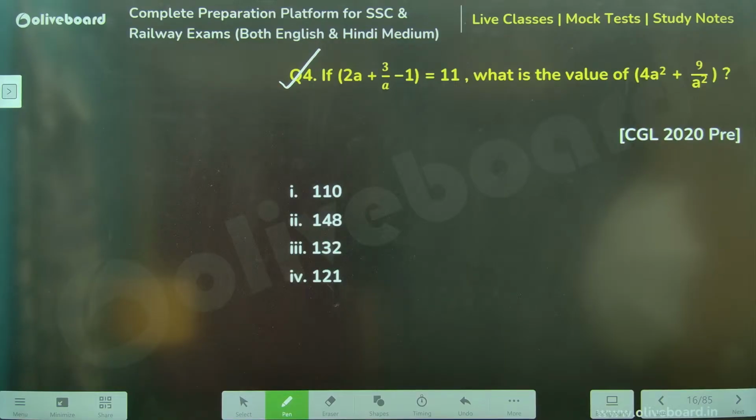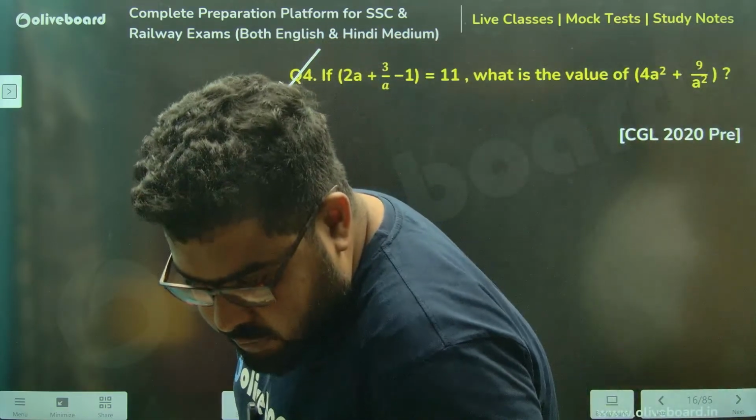Chalo, chalo, chalo, sir. I got one answer so far. Anyone else? I've got 1, 2, 3, 4 answers.